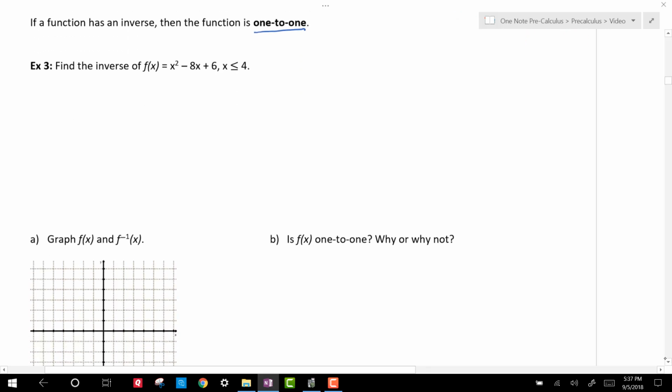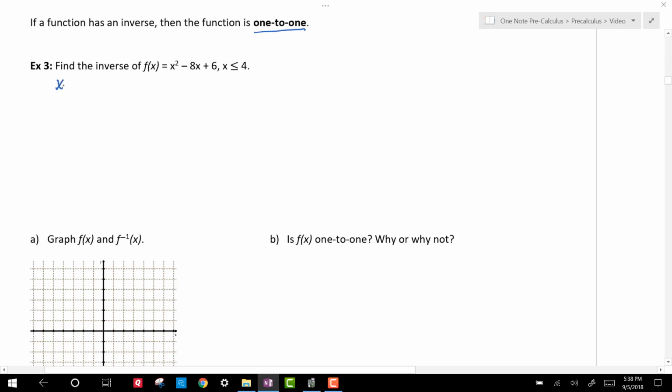It says find the inverse of this function right here. So we know that this is a function. This is a parabola. But it's restricted this parabola to where x is less than or equal to 4. Okay? So why did they do that? Why did they restrict it? All right? We'll talk about that in a minute here. To find the inverse of this, let's switch the x and the y.